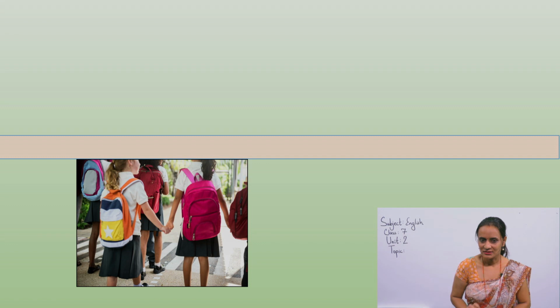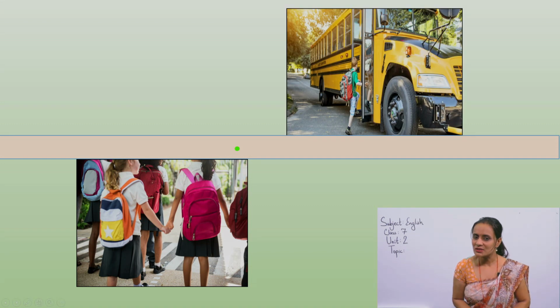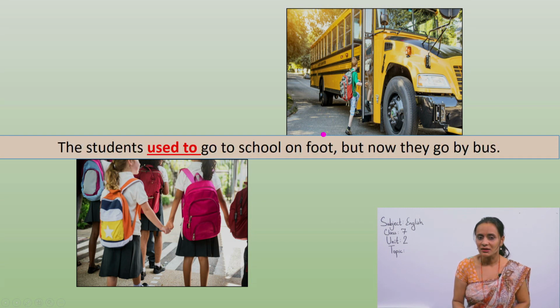What can you see here? The students like you. Yes, the students like you, they are going to the school on foot. Another picture now. What can you see here? You can see the students going to school by bus. And this is the past habit and this is the present habit. Now let's see it here. What to write? The students used to go to school on foot, but now they go by bus.